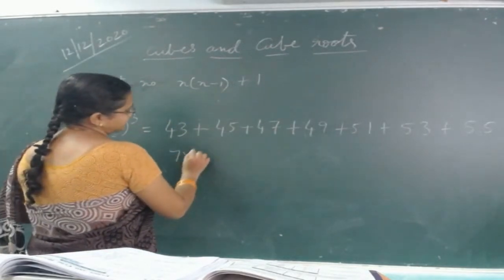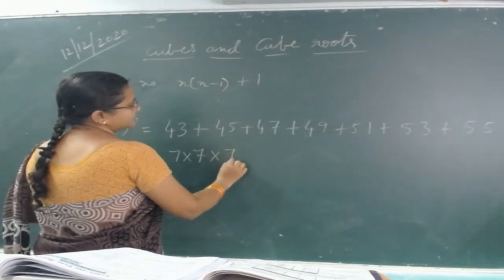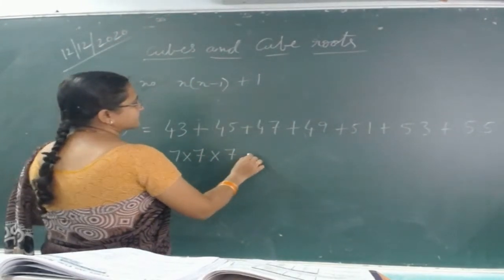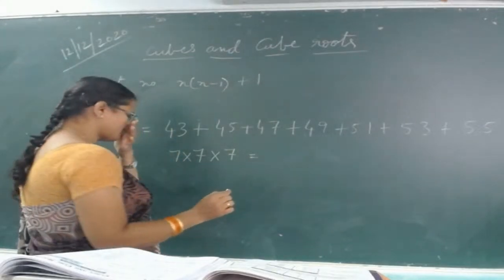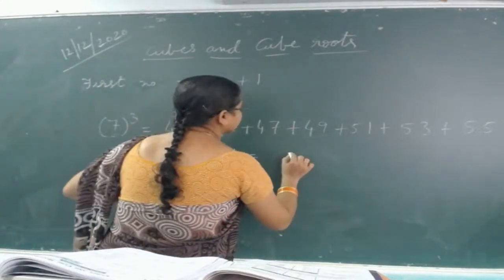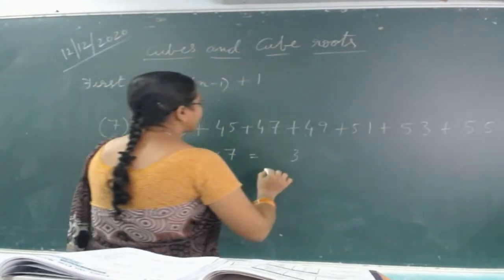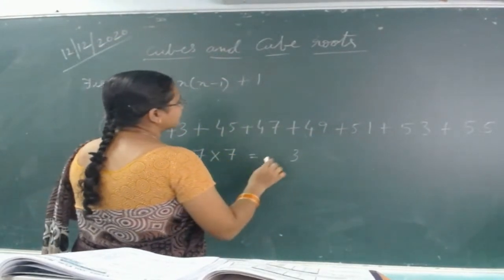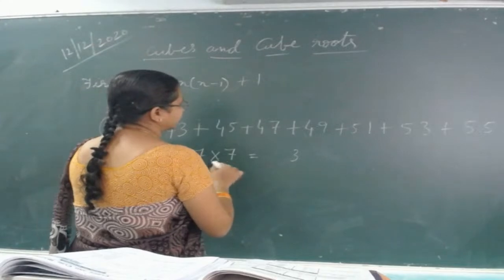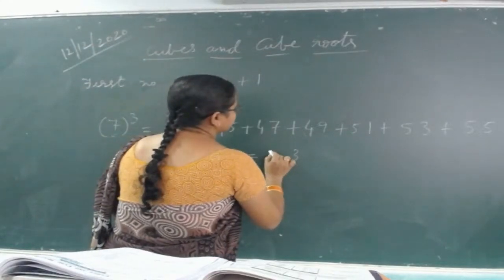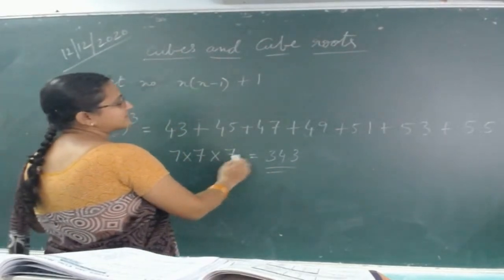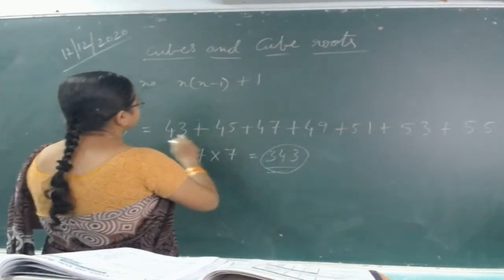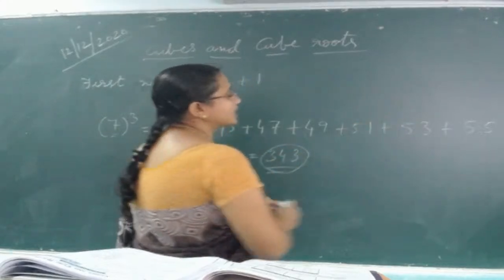How much should it be? 7 7s are 49, into 7. 7 9s are 63, and 7 4s are 28, plus 6, 34. 343 should come. That is the 7 cube. This much value should come while you are adding all these odd numbers.